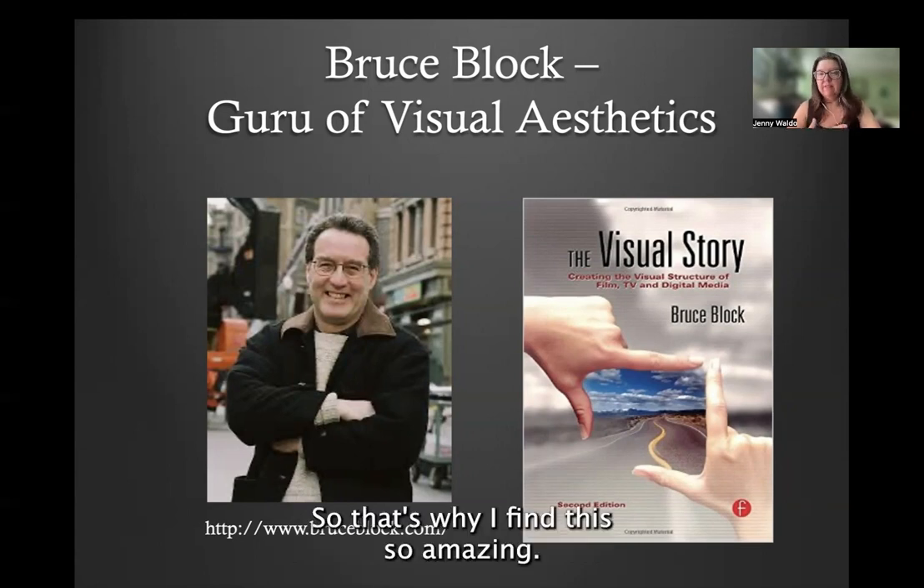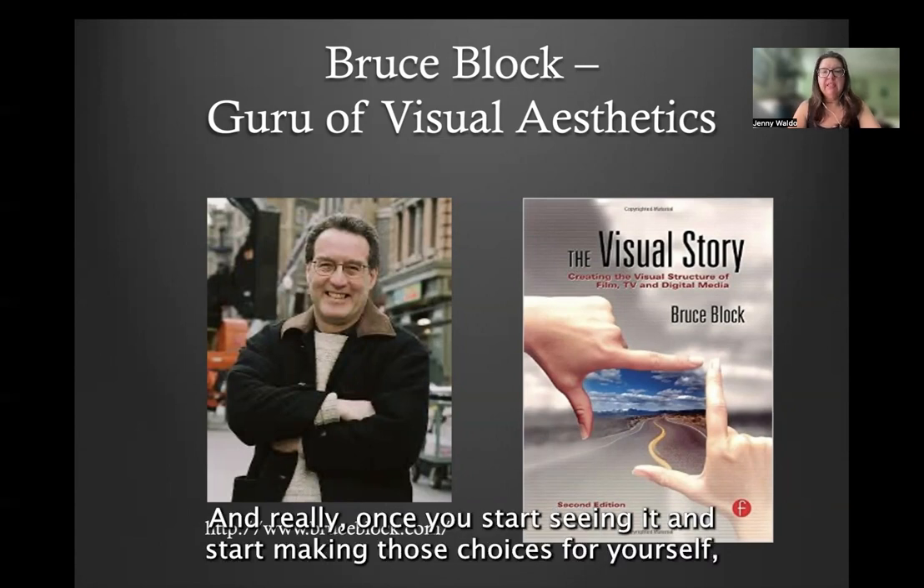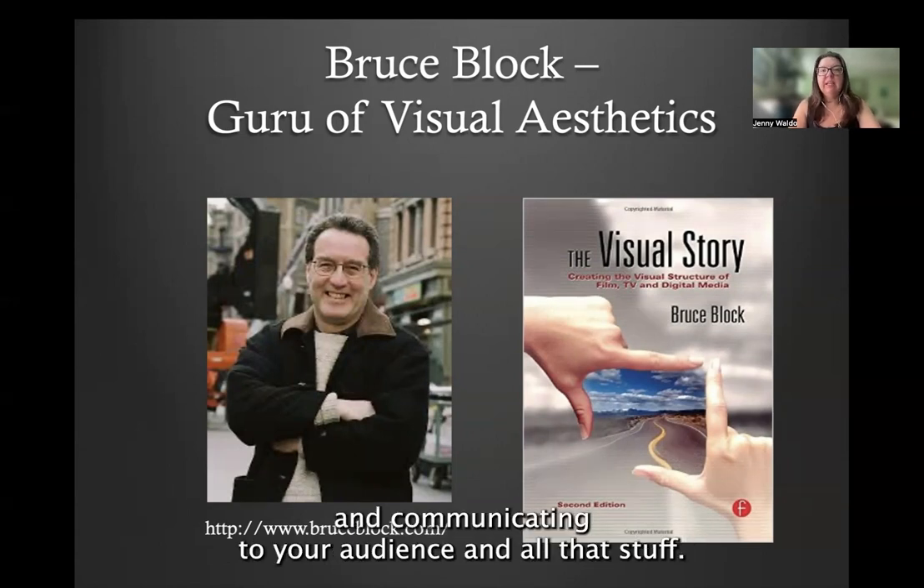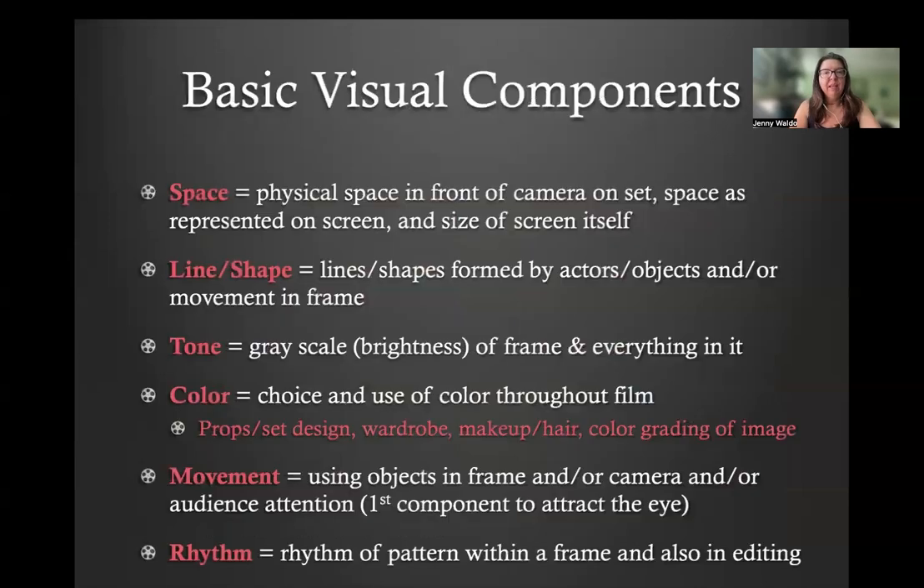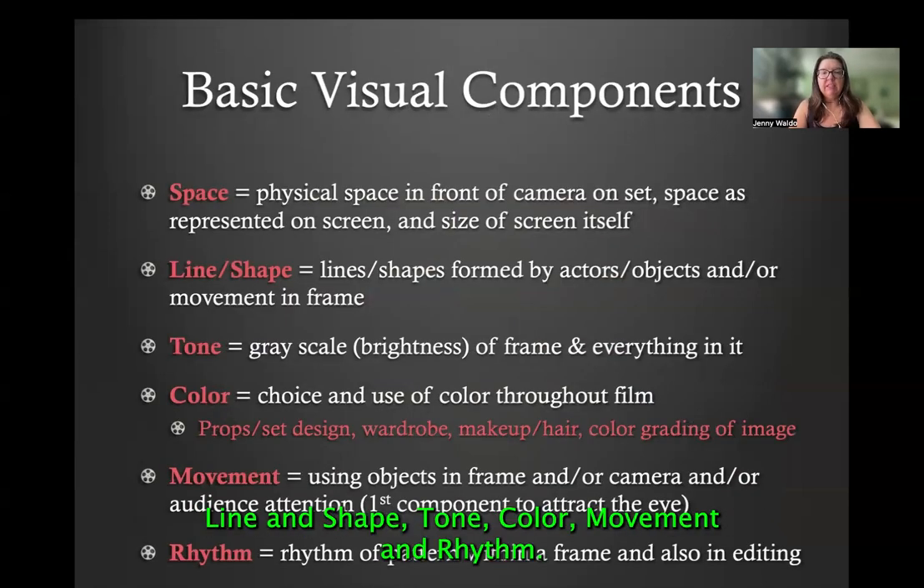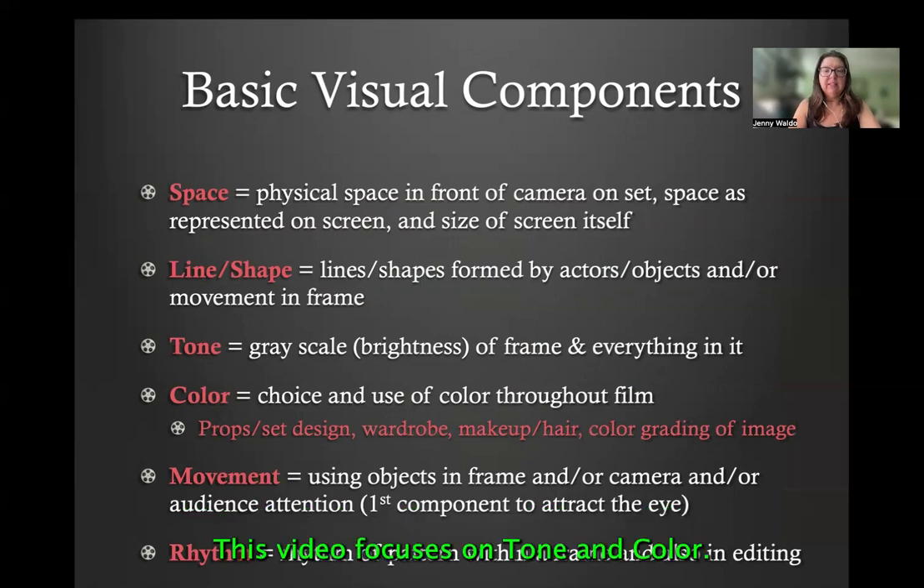So that's kind of why I find this so amazing. And really, once you start seeing it and start making those choices for yourself, I think it really helps improve your work and communicating to your audience. So these are, again, the basic visual components: space, line and shape, tone, color, movement, and rhythm. We talked about space and line and shape last week. This video focuses on tone and color, and I plan on doing movement and rhythm.